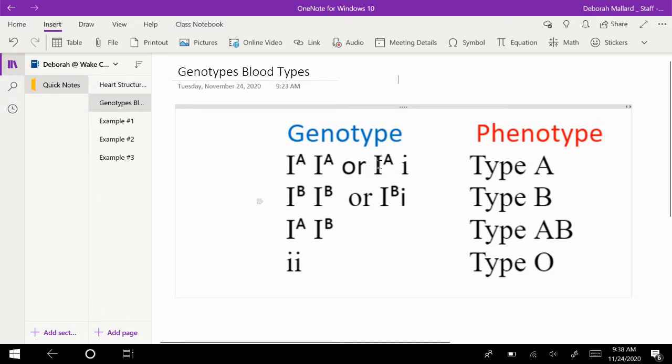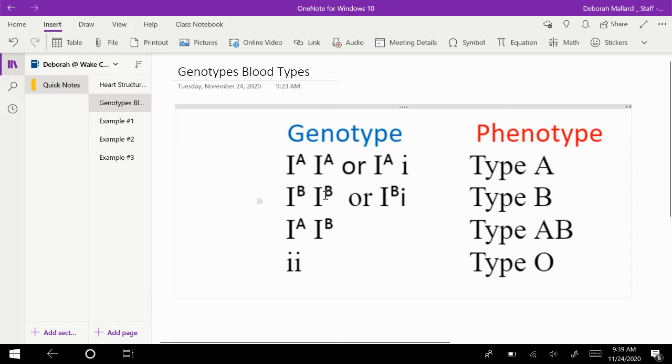If they are type A homozygous, remember homozygous means both of our alleles, or both of our letters, are the same. If they're homozygous type A, they would be IA IA. If they are homozygous type B, once again, both of the alleles would be identical. They would be IB IB. So homozygous A and homozygous B.